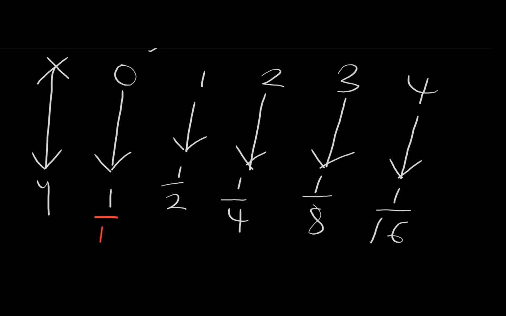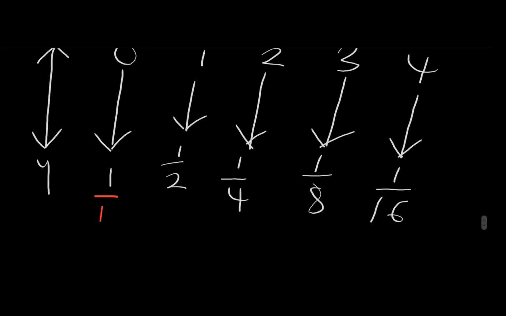To do that, we have 16 divided by 8. What do we get? We get 2. 8 divided by 4, you're going to get 2. 4 divided by 2, the answer is obviously 2. And lastly, 2 divided by 1, we shall get what? 2. Now, let's proceed.